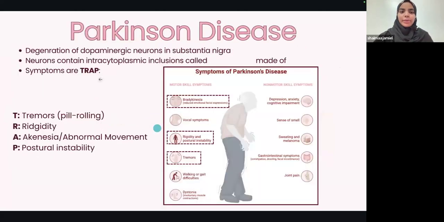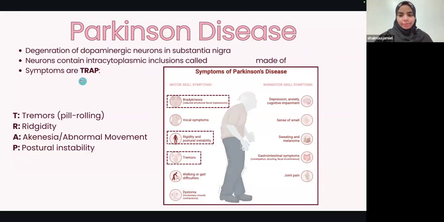So what is Parkinson's? Parkinson's is like someone said, it is the degeneration of dopaminergic neurons in the substantia nigra. The neurons, if you look at them under the microscope, you're going to find intracytoplasmic inclusions. What are they called and what are they made of? If you know. It's made of alpha-synuclein. That's what the inclusion itself is called. Lewy body. Yes, okay. So it is Lewy bodies, and they are made of alpha-synuclein.